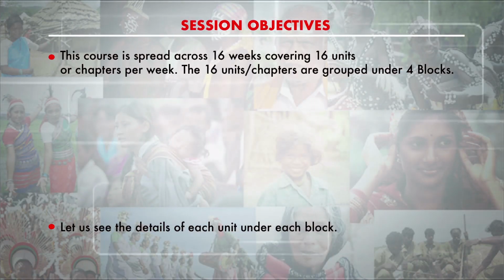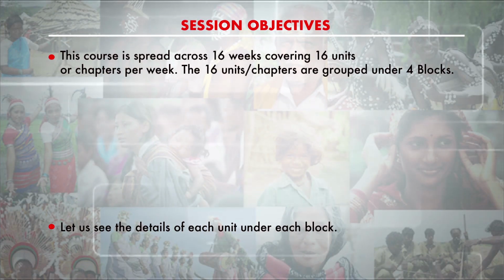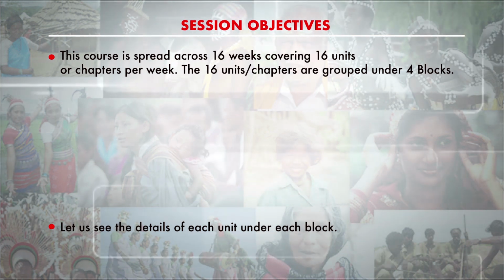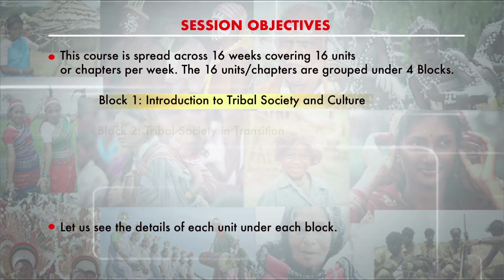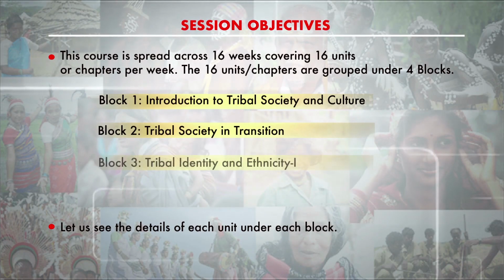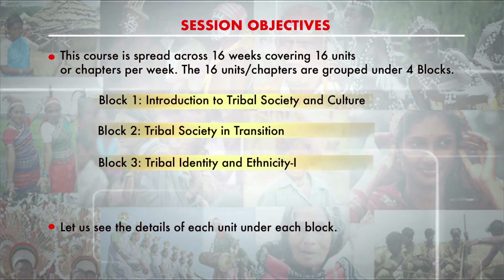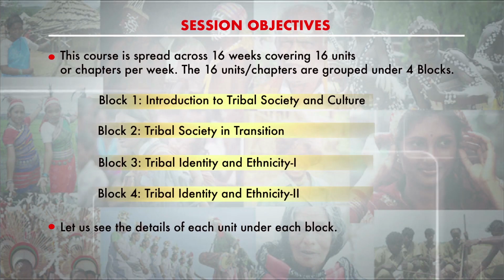This course is spread across 16 weeks, during which we will be covering 16 units. The 16 units or chapters are grouped under 4 blocks. Block 1 includes Introduction to Tribal Society and Culture. Block 2 is titled Tribal Society in Transition. Block 3 is titled Tribal Identity and Ethnicity Part 1, and Block 4 is titled Tribal Identity and Ethnicity Part 2. Let us see the details of each unit under each block.